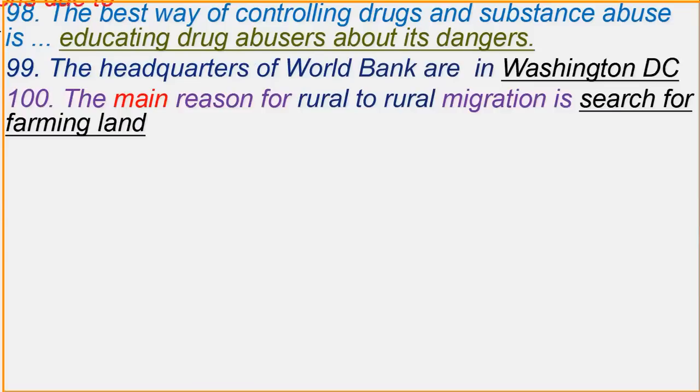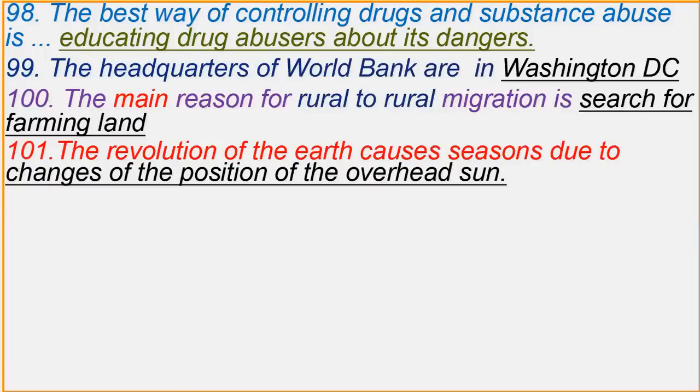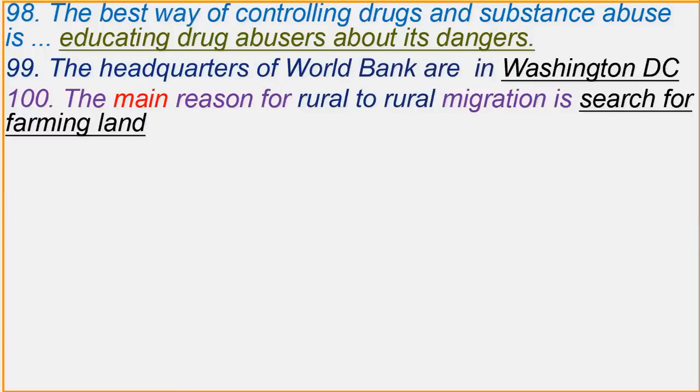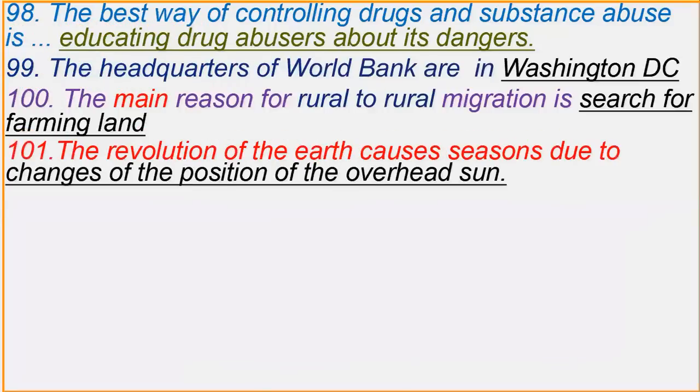Number 101. The revolution of the earth causes different seasons due to, the answer should be changes of the position of the overhead sun.